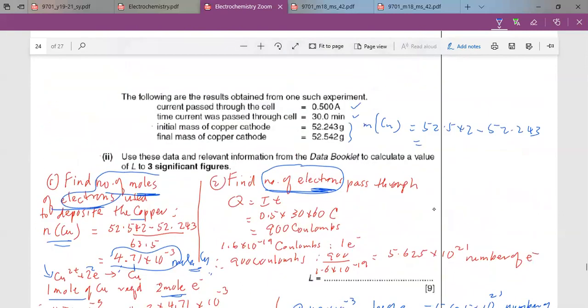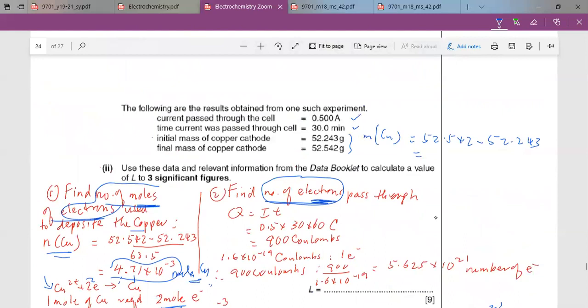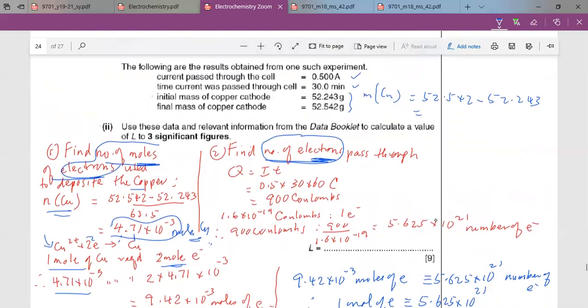Now, from the current, I found that for Q, the total amount of charge passed through it, Q is equal to IT. So what is the ampere used? 0.5 here. 30 minutes times 60, so it's 900 coulombs here. Okay, now I'll find the number of electrons, the number of electrons that are producing something here.